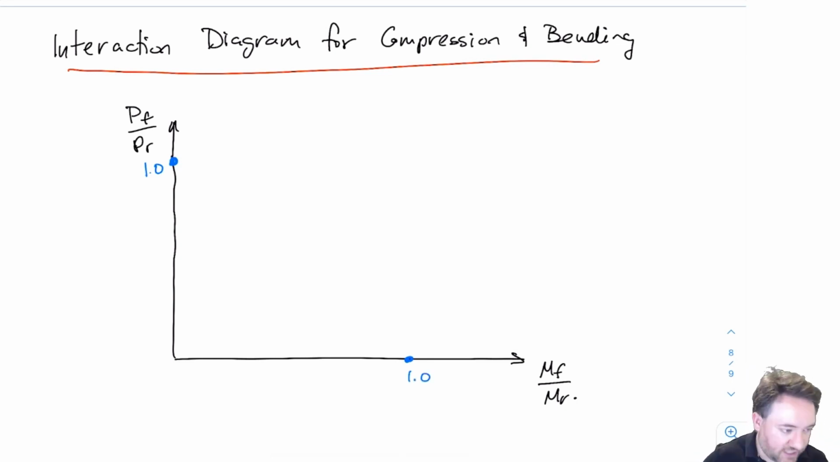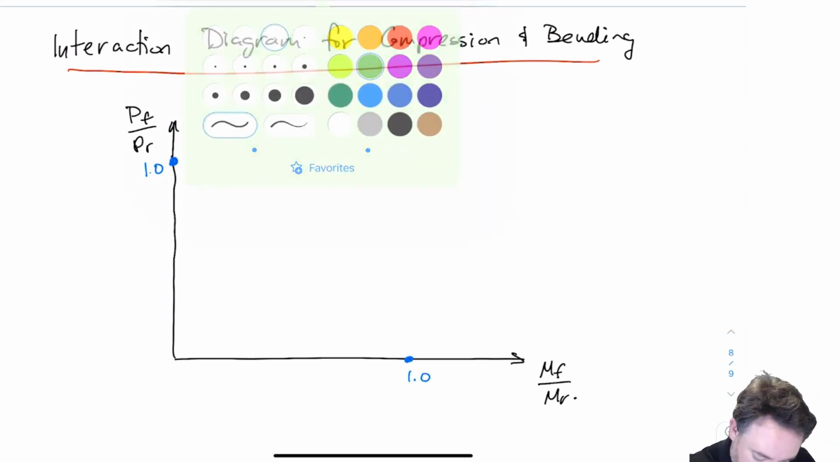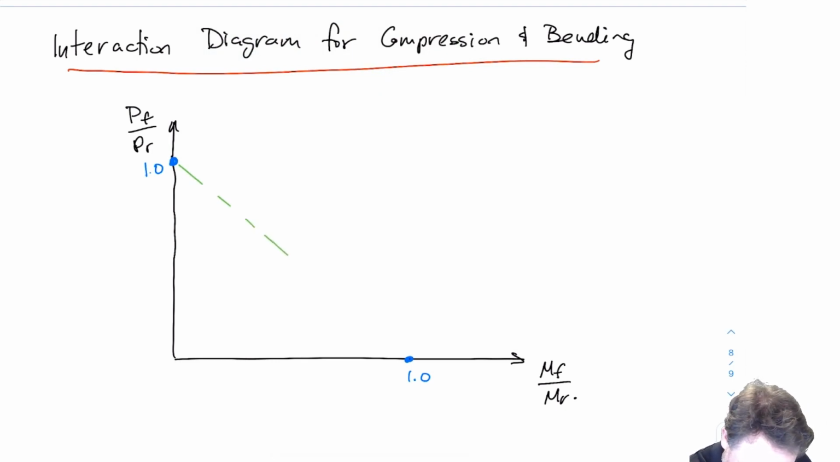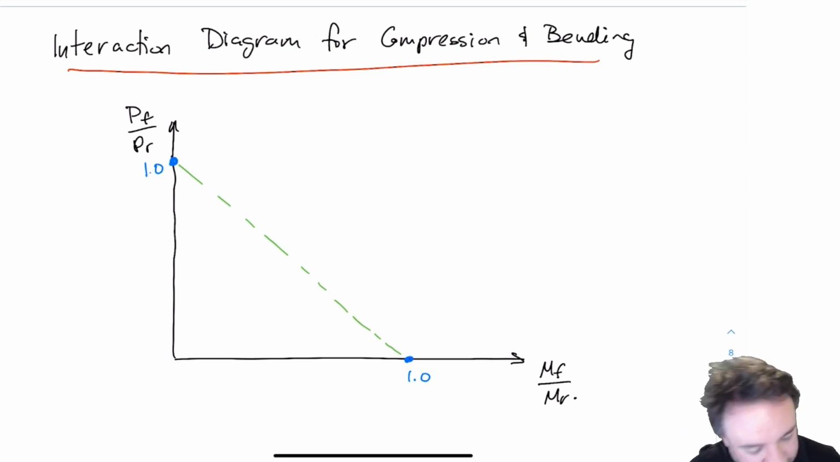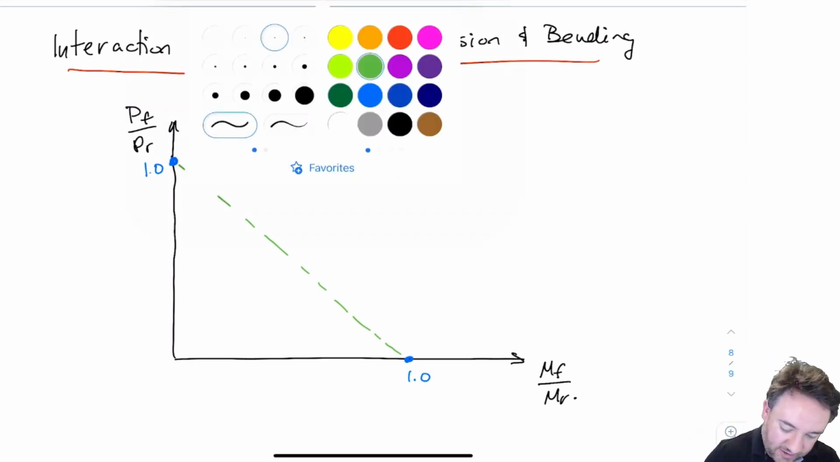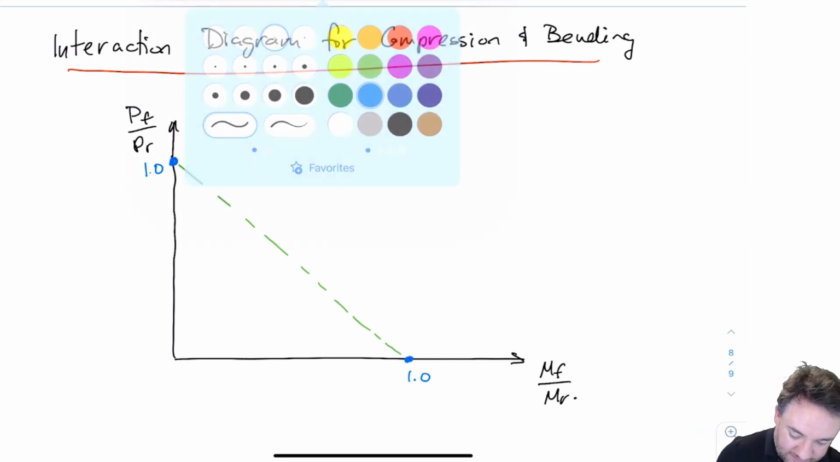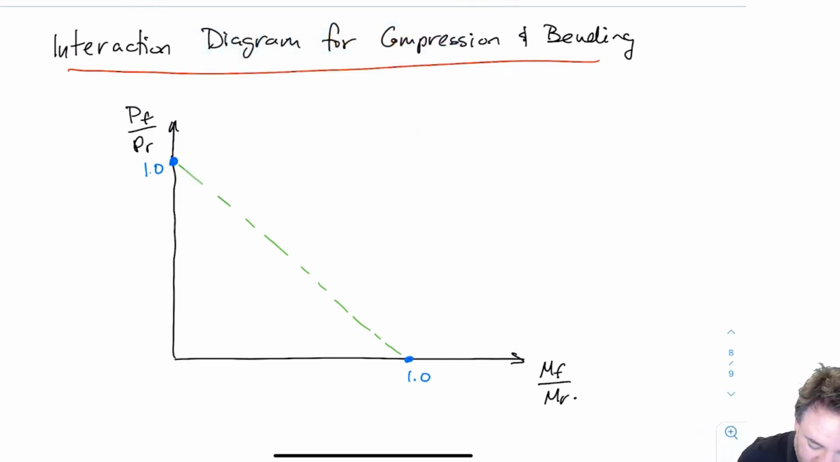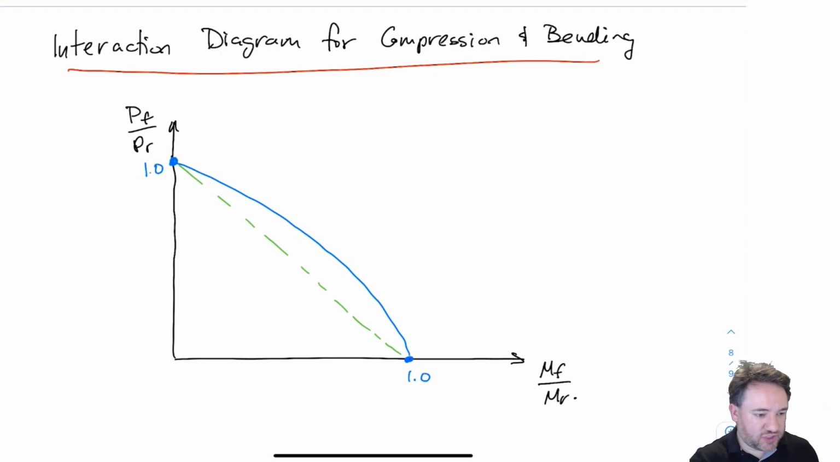So we know that we have to hit these two points, right? And the linear interaction, which was the tension interaction, as you recall, was just a straight line that joined those two points. And that's not what we have here. What we have here is something that looks more like this. And if you actually plot out these equations, this is what you're going to get. It looks something like that. So it's a bit bowed out, and that bowing out is a function of the PF over PR squared and this second moment amplification term.